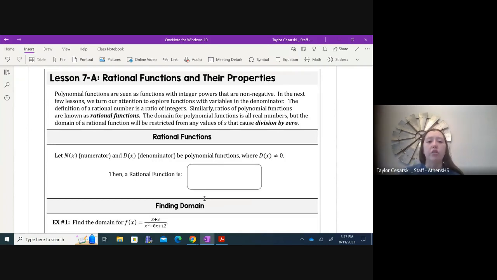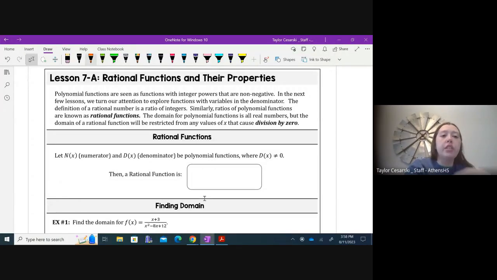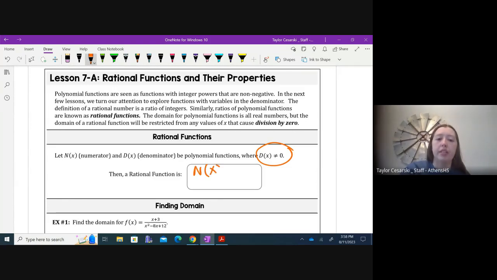All right, so rational functions. When we divide a polynomial by a polynomial, it creates what we call a rational function. Think rational is like a ratio, which is a fraction. The first thing we're talking about is the domain, which is restricted because we cannot divide by 0, so the denominator cannot equal 0. I'm just going to write this as n of x, my numerator, over d of x. And we know again that this denominator cannot equal 0.